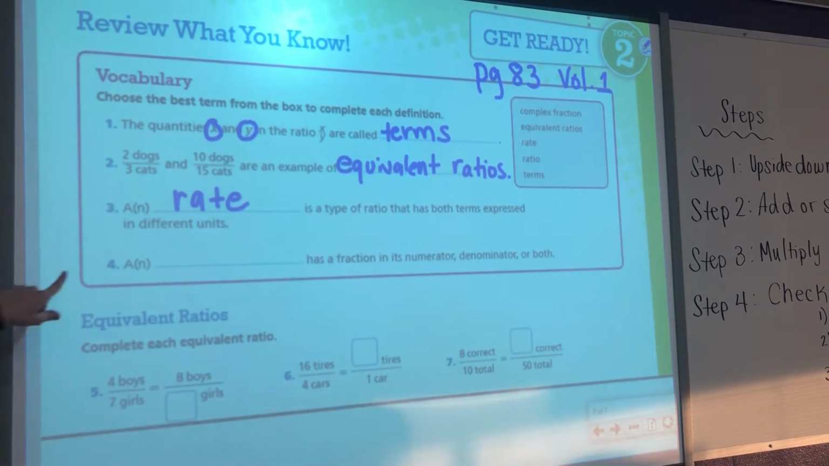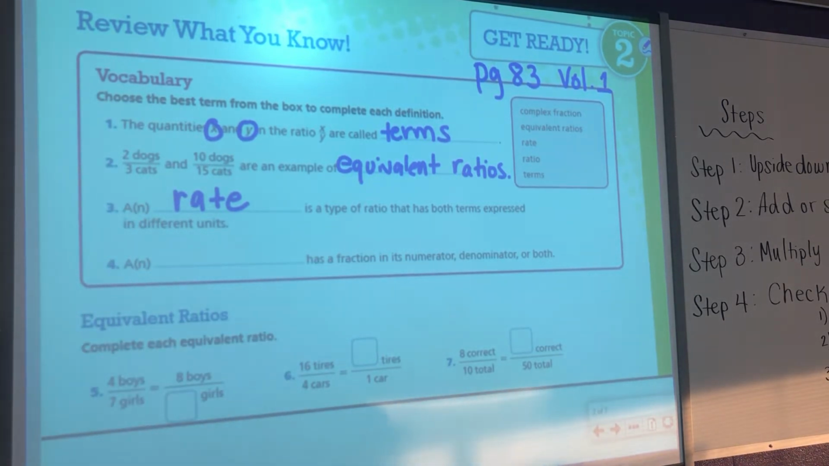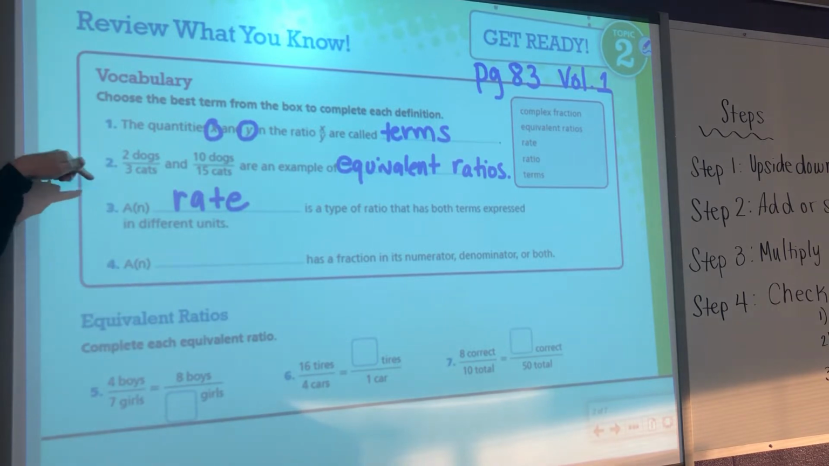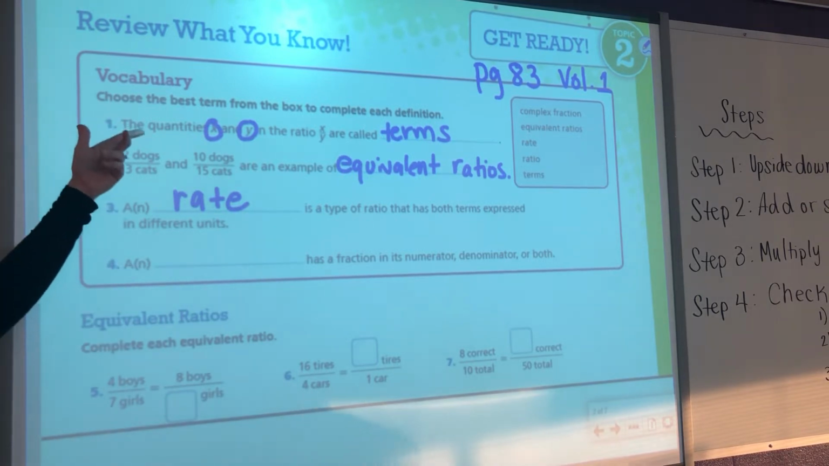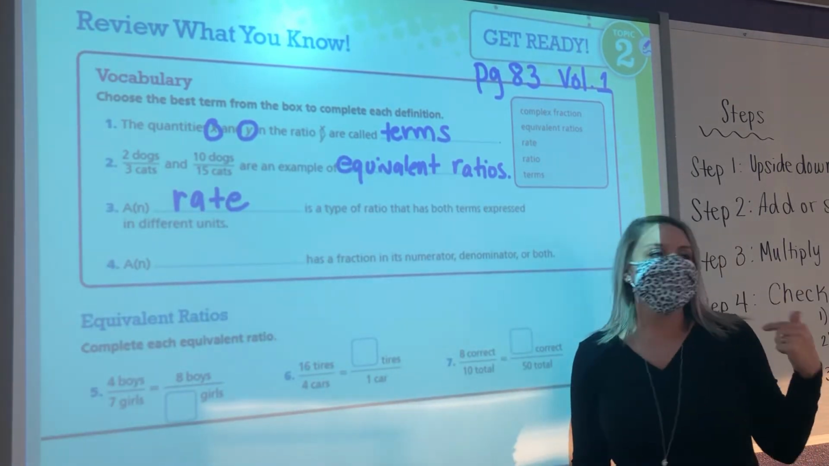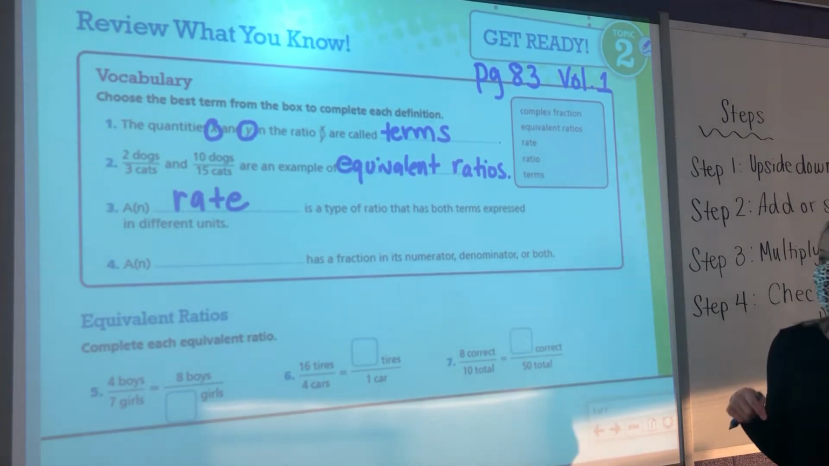Now, a rate is a type of ratio that has both terms expressed in different units. So, dogs to cats. That's a rate because it's expressed in different units. Okay, miles per hour. That's a rate that we use when we're talking about speed. Dollars per pound. Okay, we're comparing two things in different units.